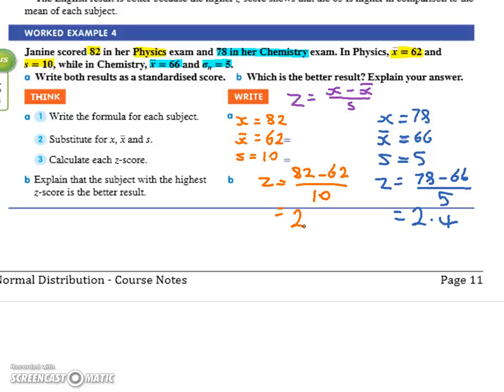Okay, now I'll just scribble out B because that's not actually a question, and we'll put B down here so we can answer it. All right, so that's part A. You've got the two standardized scores, the two Z scores.